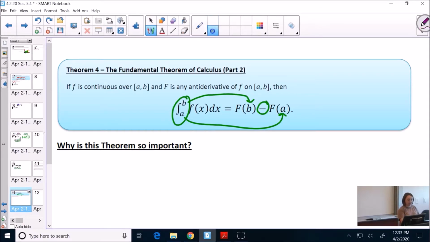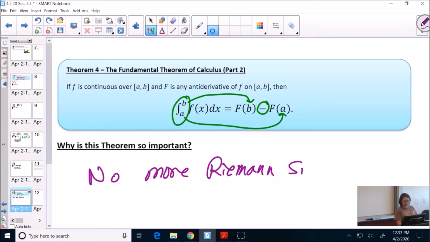Why is this so important? No more Riemann sum. On the test, you will probably see a Riemann sum of some sort, some fashion. But from then on out, you won't need to do Riemann sums because of this awesome theorem.